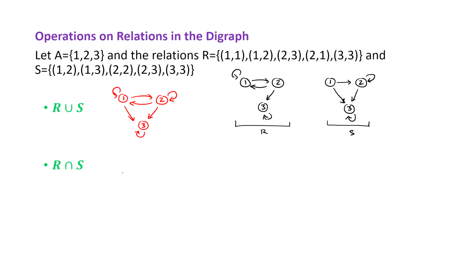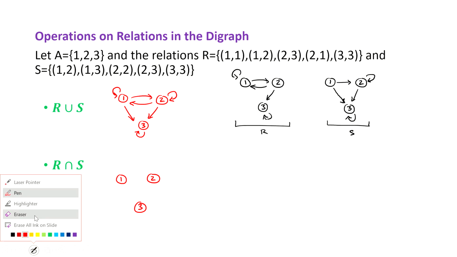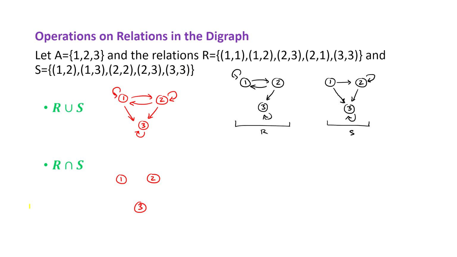Same deal with the intersection. The only difference here is you're only going to add in the edges that are in both of the 2 digraphs. So notice here in our digraphs, the loop at 3 is in both of the 2 pictures. We also have the edge from 2 to 3 in both digraphs, and we also have the edge from 1 to 2 in both digraphs. So those will be the edges that we'll put in: 1 to 2, 2 to 3, and the loop at 3.